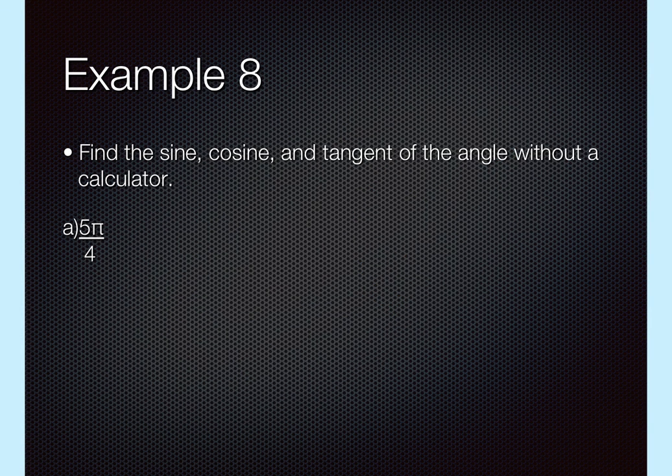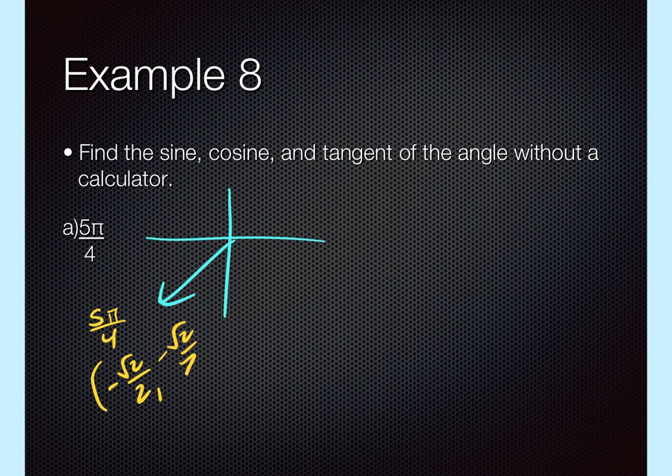All right, again, quiz question. Find the sine, cosine, and tangent of the angle without a calculator. Let's think about the 2 ways you could do it. One is 5 pi over 4 on your unit circle. If you drew out your unit circle, it's already there. What's the coordinate point at 5 pi over 4? Negative root 2 over 2, and negative root 2 over 2. And what's your tan? 1. You already found all 3.